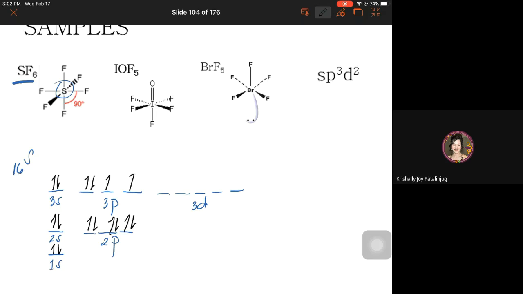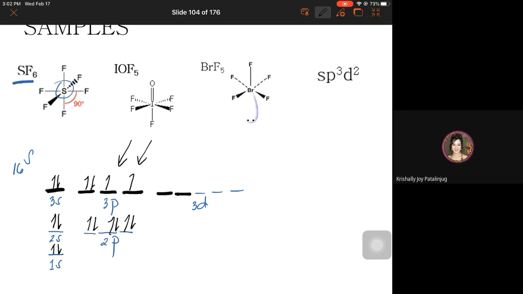Alright? So, this will be the result of the distribution of electrons for the isolated atom of sulfur. If you look, only 2 are half-filled 3p orbitals. So, again, hybridization. We will mix atomic orbitals to form 6 half-filled orbitals. So, one S, 3 P, 3 D.